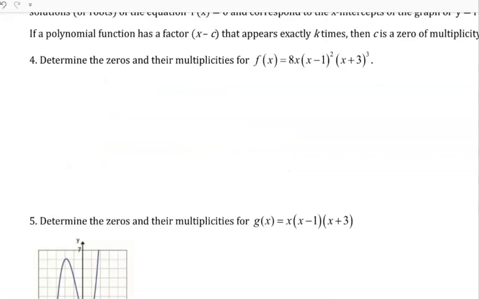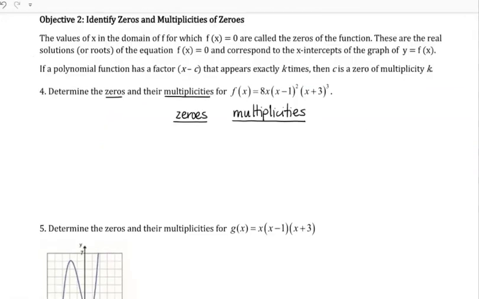Well, we want to determine the zeros and their multiplicities. The zeros of a polynomial are the numbers of x in the domain that make the function equal 0. That is what these zeros are. They are the numbers that make the entire function equal to 0. So to find the zeros, I am going to set the function f of x equal to 0, and I am going to solve.